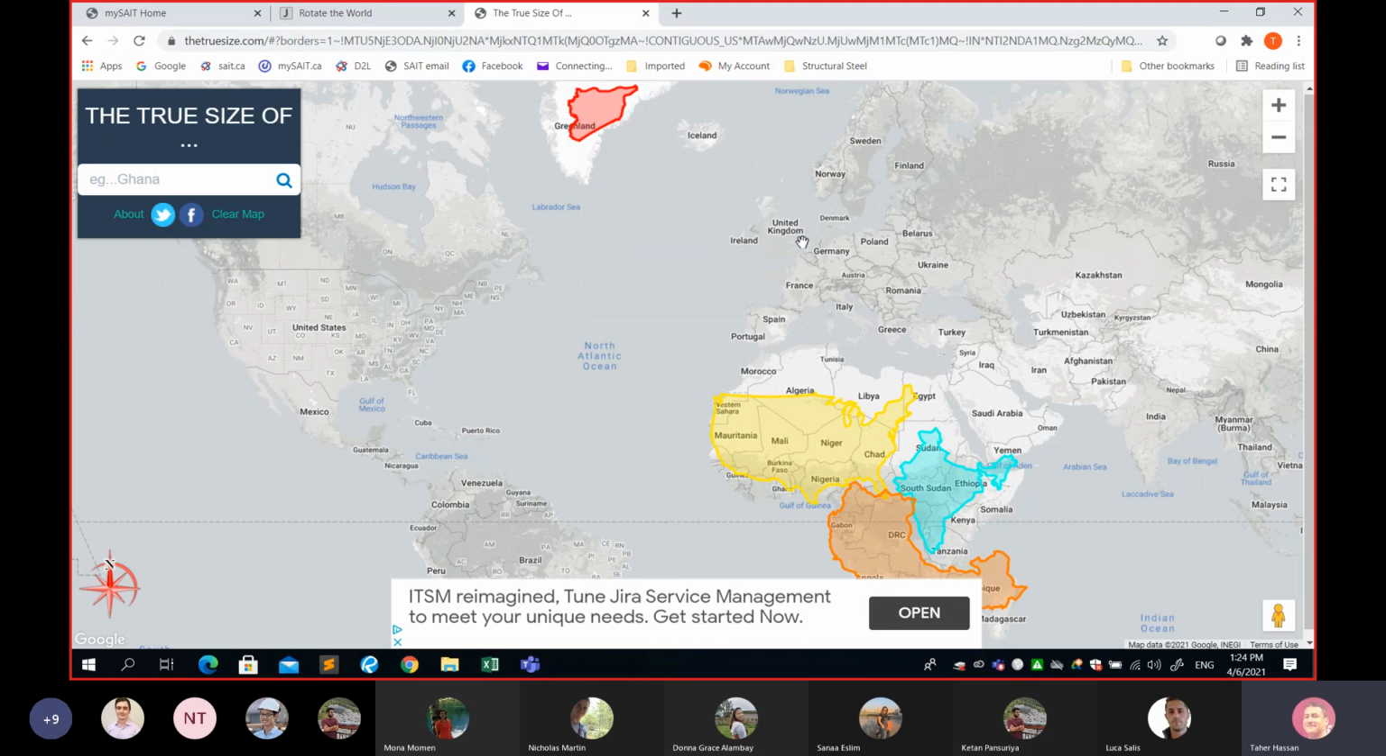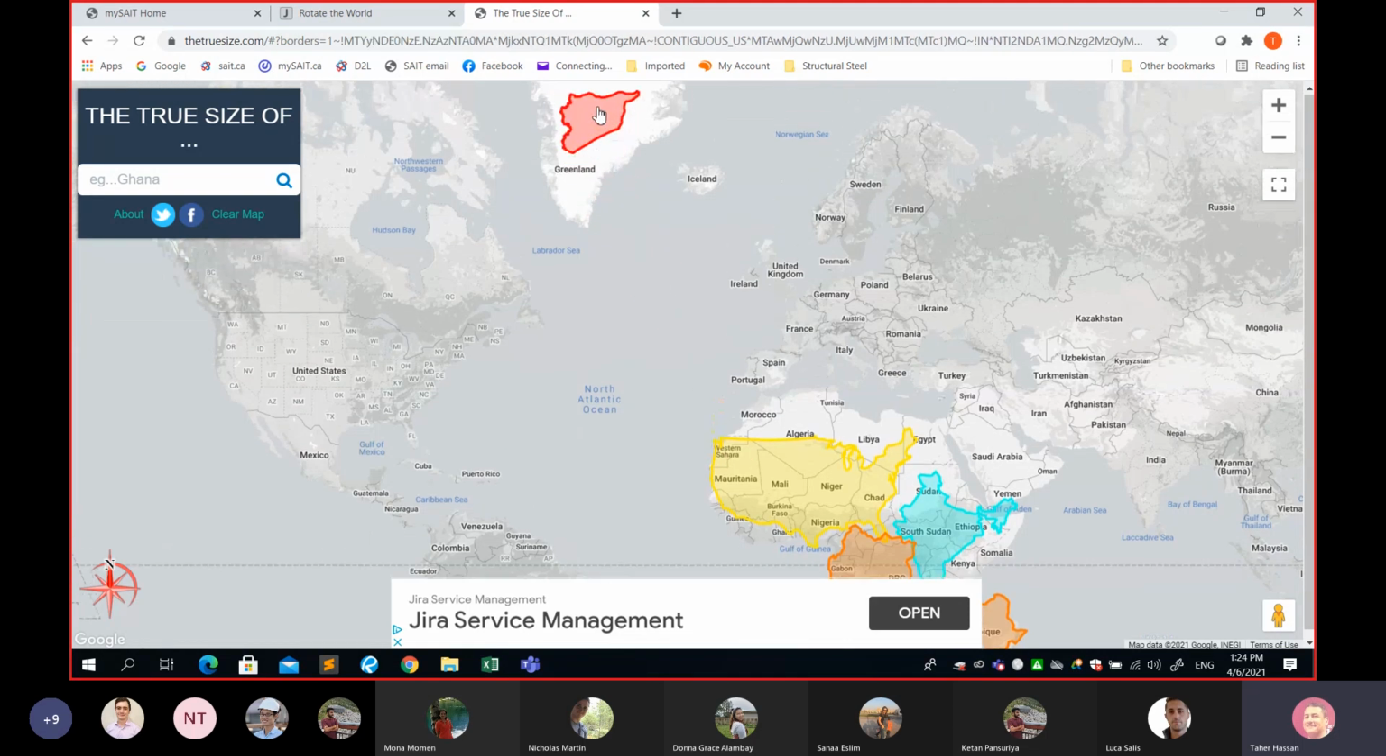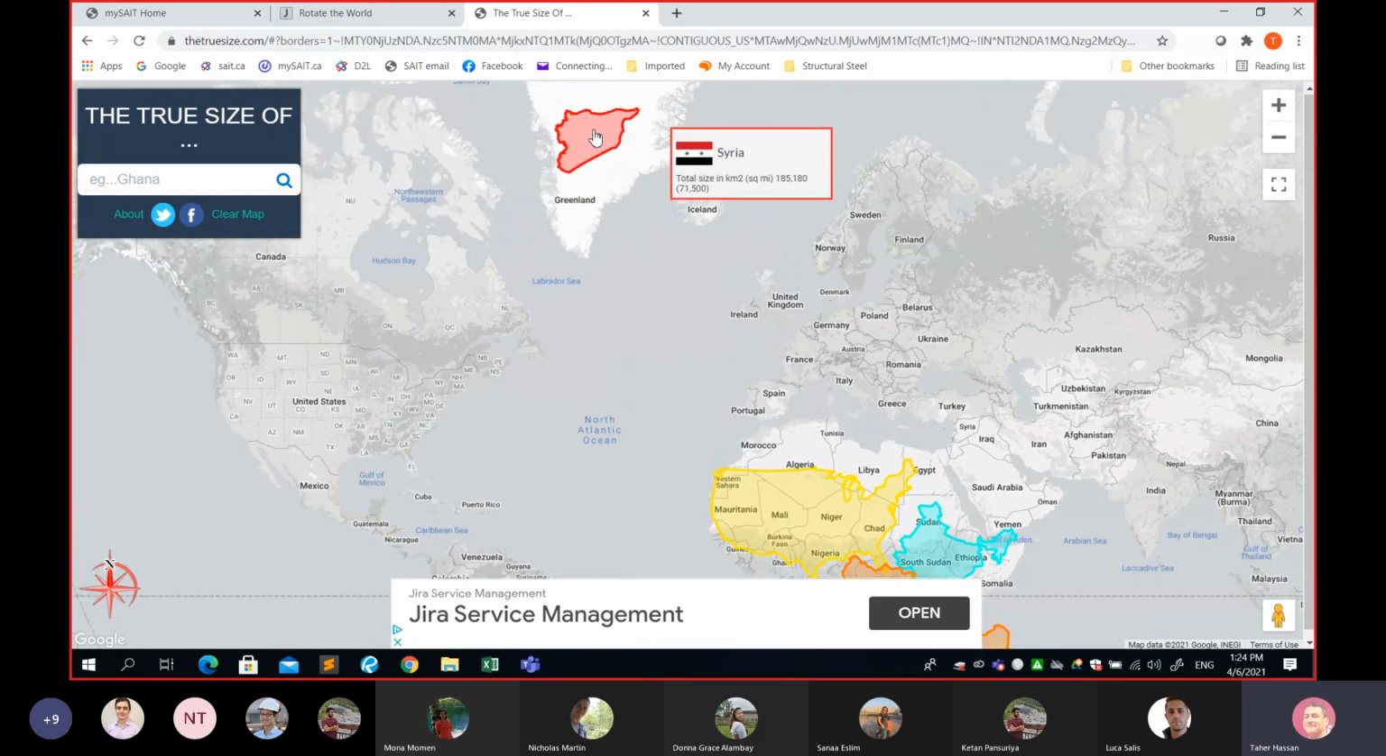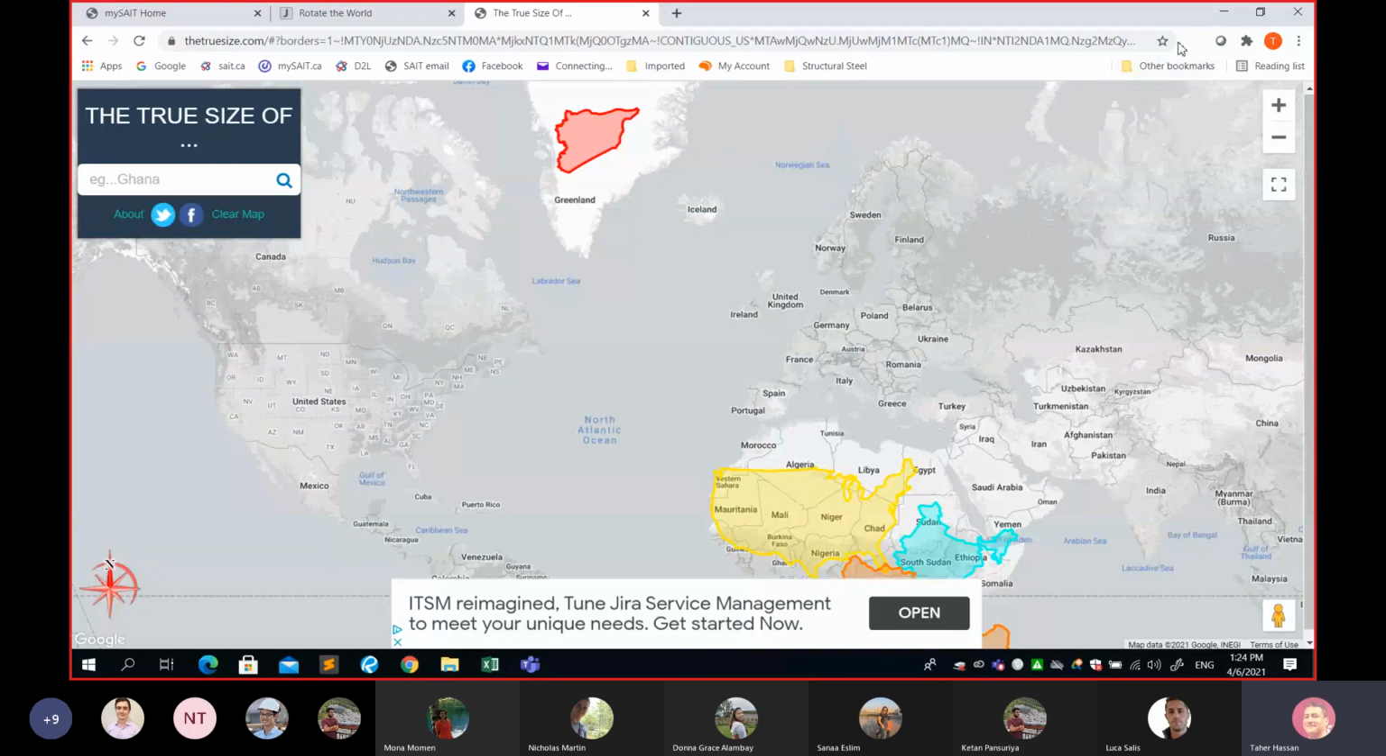So as you change the location, the area of Syria on the earth doesn't change. It is a factor of moving close to the equator. We have less distortion, and if we go back to Greenland, then we have more distortion. Okay. Hopefully everyone can see that.